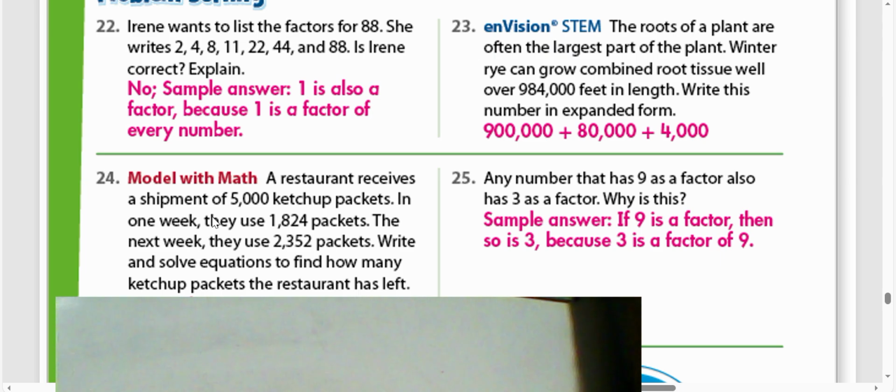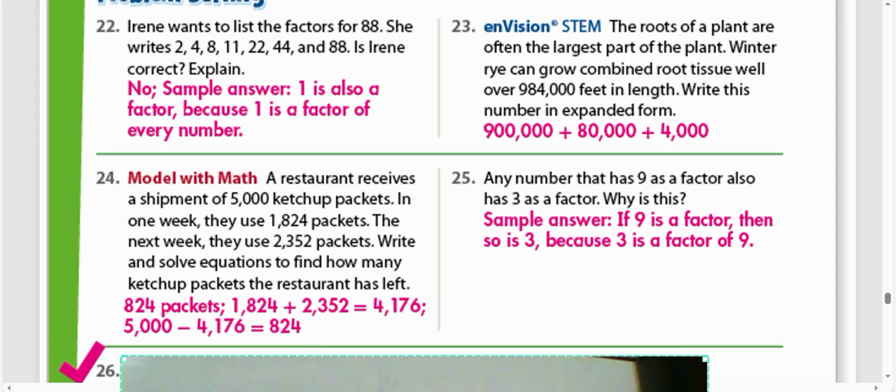A restaurant receives a shipment of 5,000 ketchup packets in 1 week. They use 1,824 packets. The next week, they use 2,352 packets. Write and solve equations to find how many ketchup packets the restaurant has left. We can add them together and subtract the result from 5,000. Collect together 1,824 plus 2,352. The result will be 4,176. And the result subtracted from 5,000 will be 824.